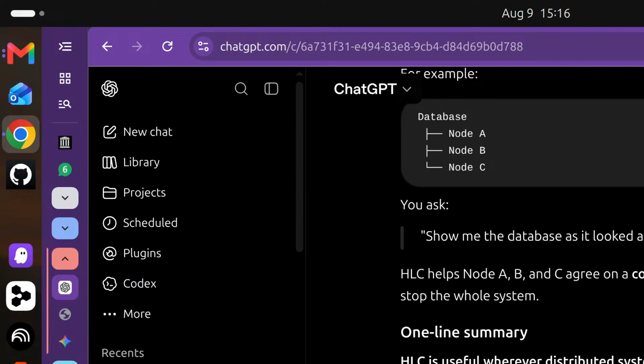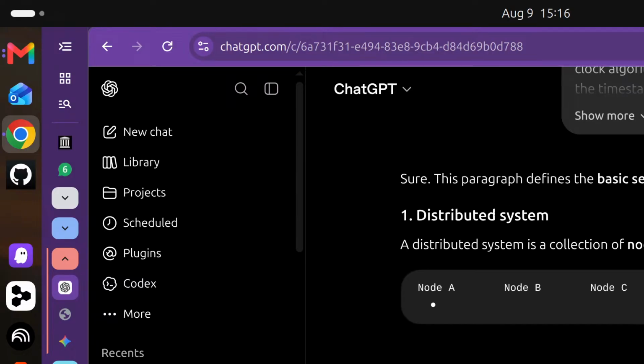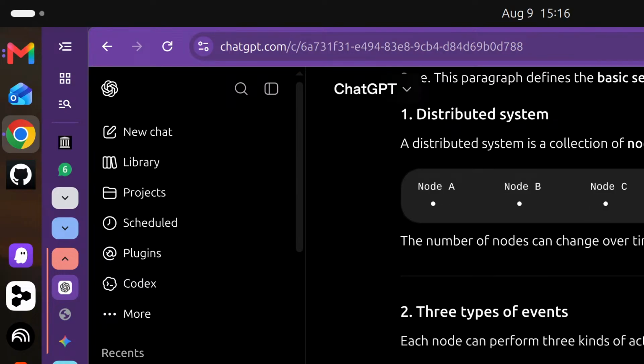Can you explain this in simple language and in brief? Alright, so this paragraph defines the basic setup and terminology for a distributed system. A distributed system is a collection of nodes, computers. You can see computer A, computer B, computer C, and the number of nodes can change over time. Each node can perform three kinds of actions.